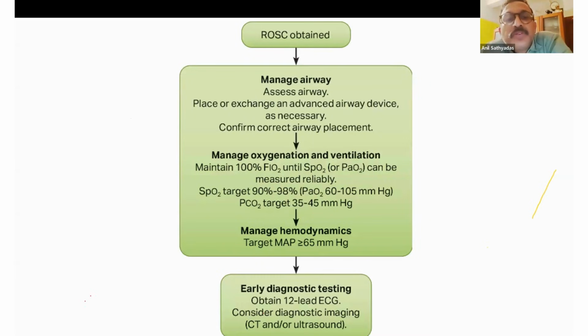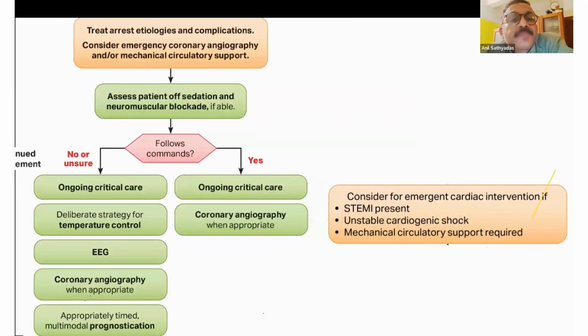This algorithm is the 2025 algorithm. So you have to usually put in an airway device, especially the endotracheal tube, and confirm that it's there. You maintain your saturation between 90 to 98 and a PO2 of around 60 to 105. Again, you might not need 100% oxygen here. During the cardiac arrest, you give 100%, but post cardiac arrest, you have the time to titrate your oxygen to a SpO2 of around 90 to 98. And carbon dioxide targets again almost normal. And then identify the cause.